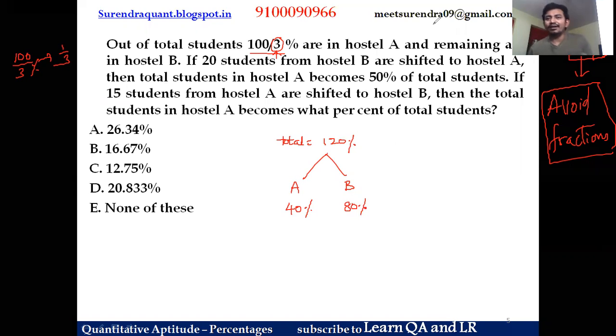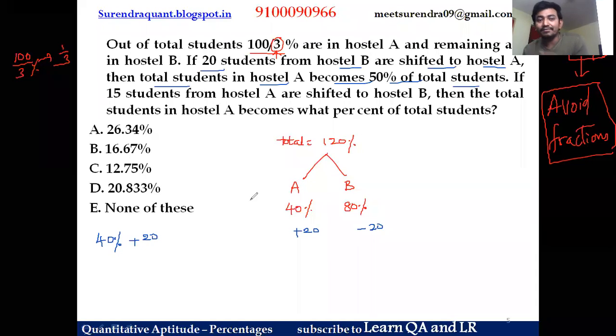Now let us read the data step by step. If 20 students from B are shifted to hostel A, now 80% are there, right? We don't know the numerical value, but we know the percentage. From here, 20 are subtracted and they are added to hostel A. Initially 40% are in hostel A. If 20 people join, the number of students becomes 40% plus 20 students. Because of doing this, the total students in hostel A becomes 50% of total students. So total students are 120%, and 50% means exactly half. Not numerically 50, guys. 50% of total students.